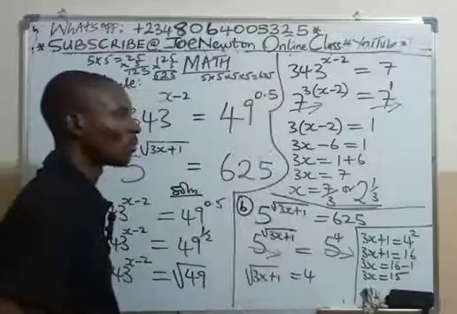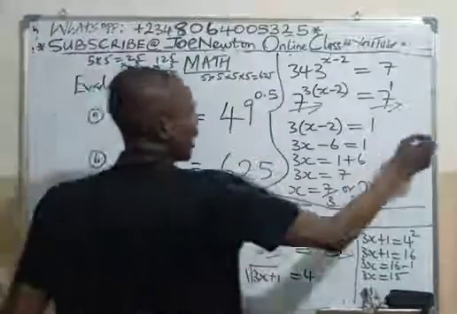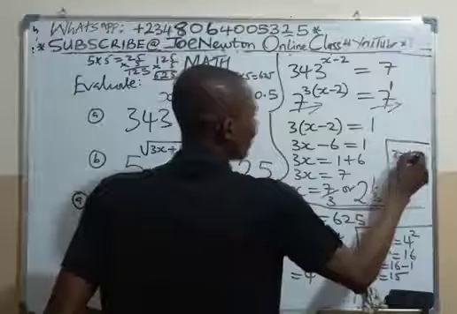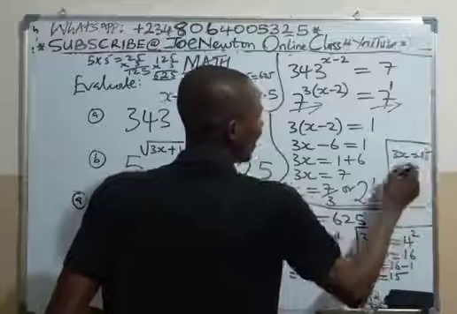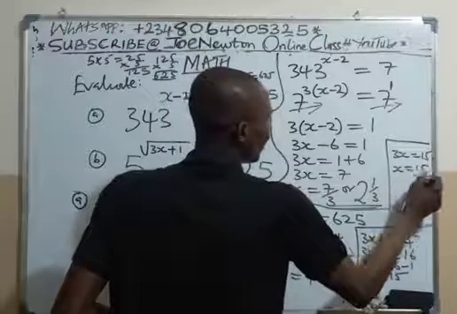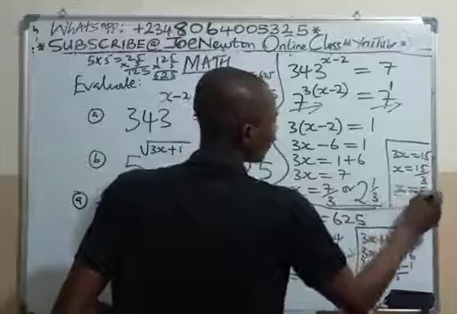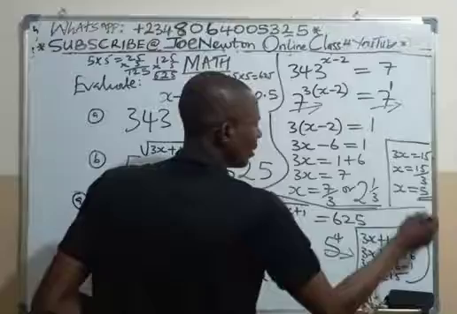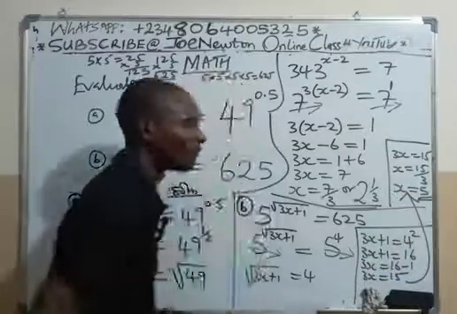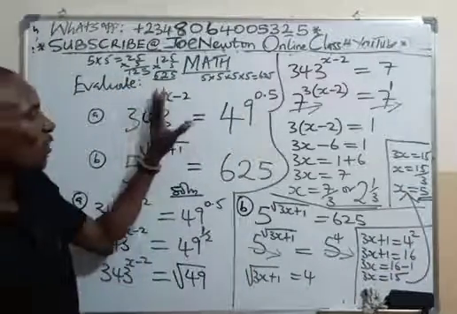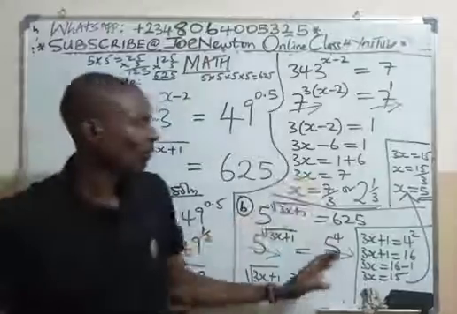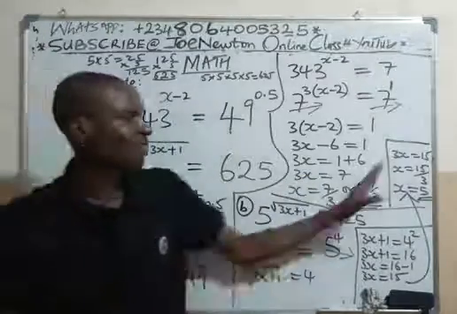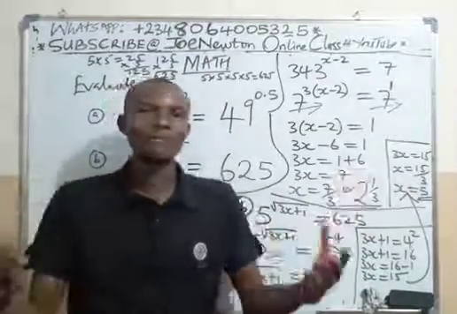And when 3x is equal to 15, therefore x is equal to 15 over 3. X is equal to what? 5. So for number 2, you can see that our x is equal to 5. So for number 1 question, x is 7 over 3. For number 2 question, or B, x is equal to what? 5. So this is very simple.